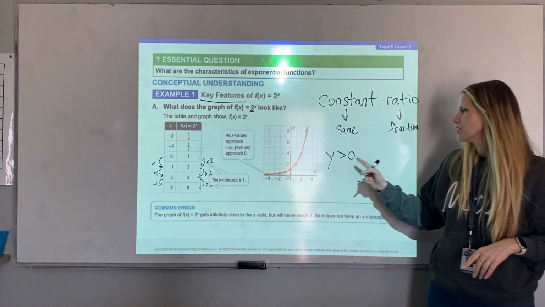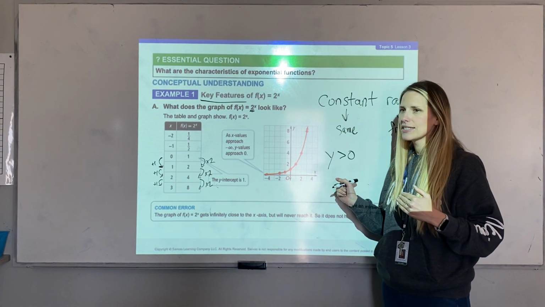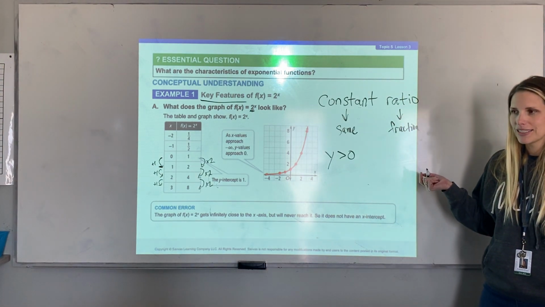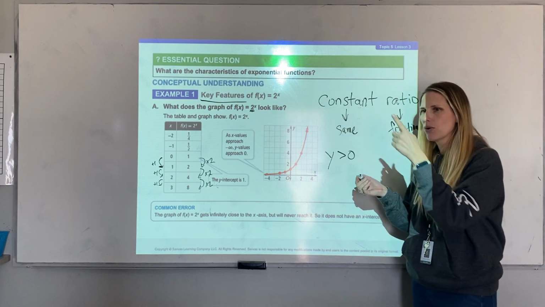Okay, so we said the range is y is greater than 0. The asymptote is, oh, now somebody tell me what the asymptote is on this. Not the definition of an asymptote, but what is the asymptote? Faith.